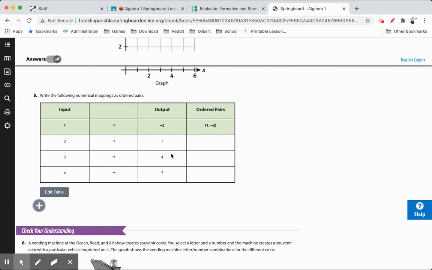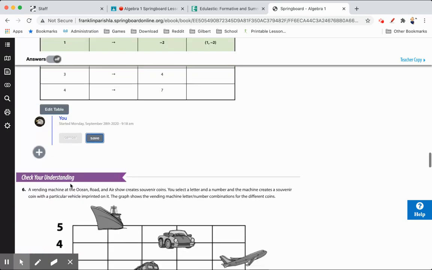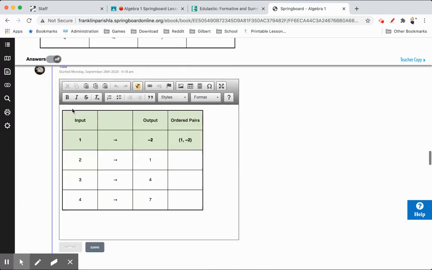Number 5, write the following numerical mappings as ordered pairs. And you see this. 1 goes with -2. And so you'd write it as an ordered pair, (1, -2). 2 goes with 1. So ordered pair, (2, 1). Simple. (3, 4). Yes, you need the parentheses to make sure that you know that it's an ordered pair.